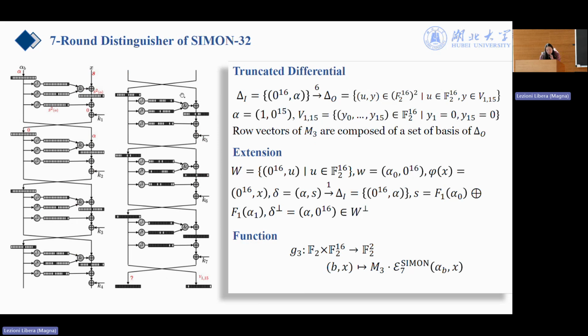For the Simon ciphers, we take Simon 32 as an example. We can find a 6-round truncated differential with probability 1, and we can extend it. And finally, a 7-round distinguisher of Simon 32 can be found.